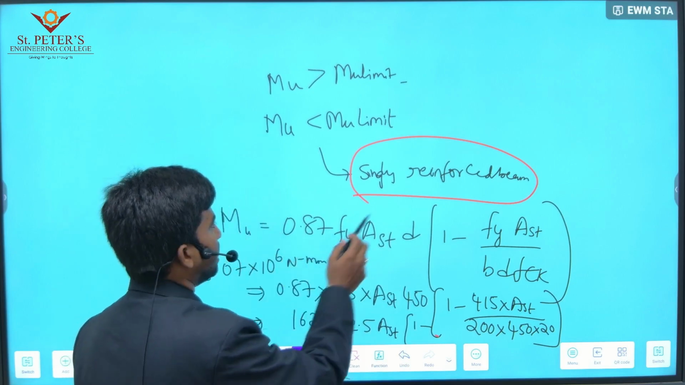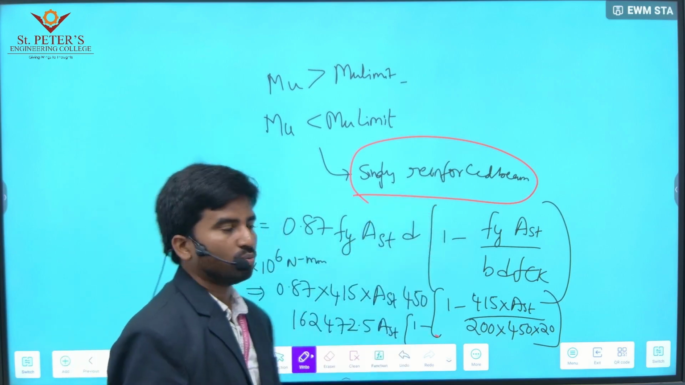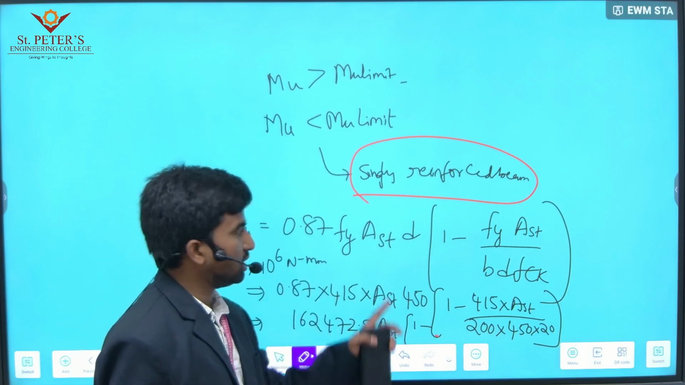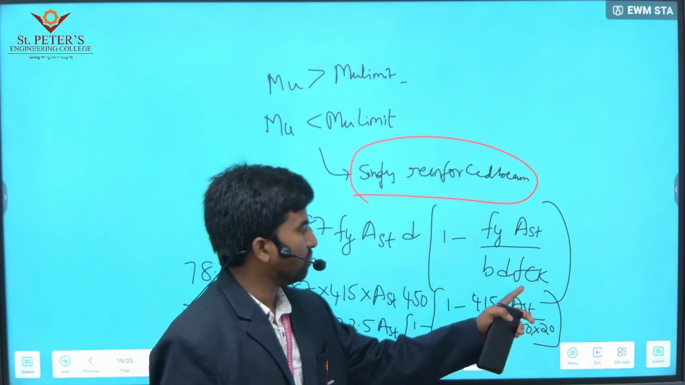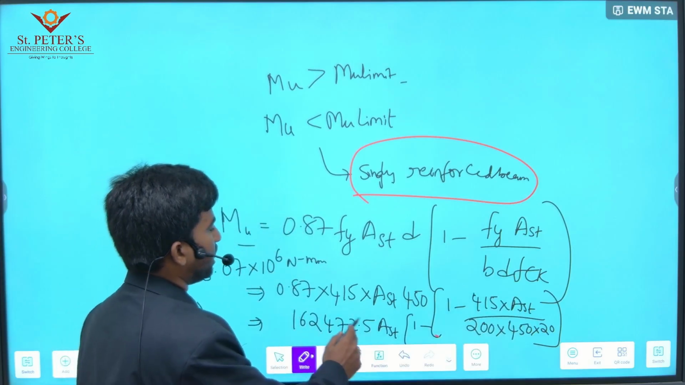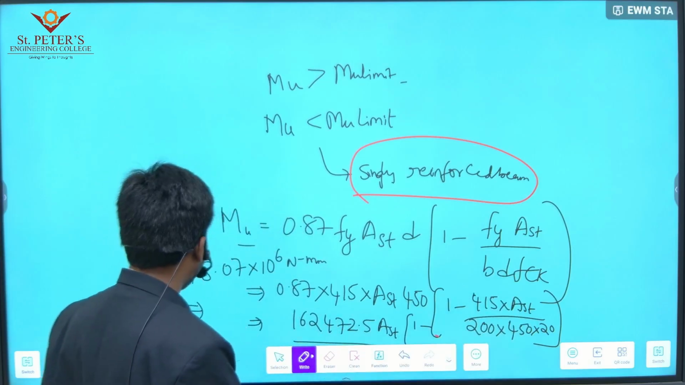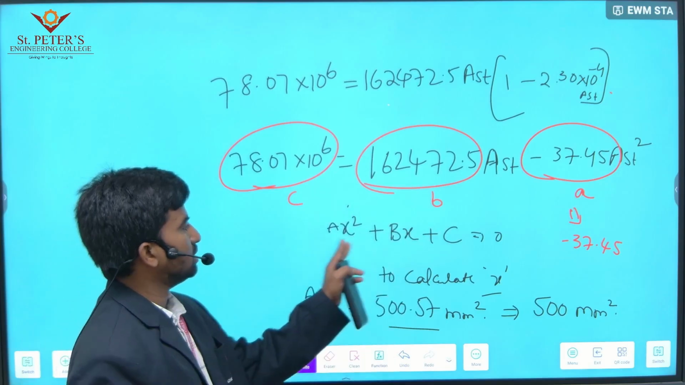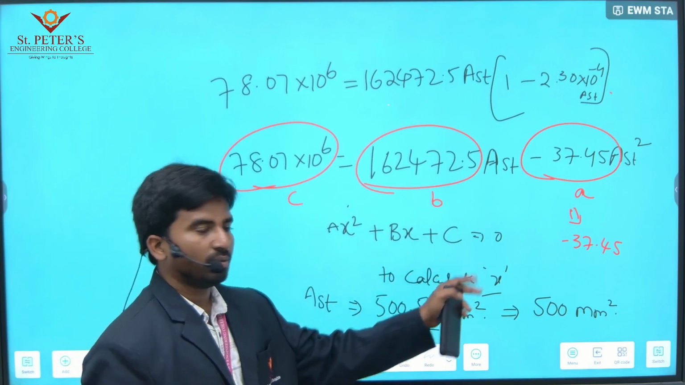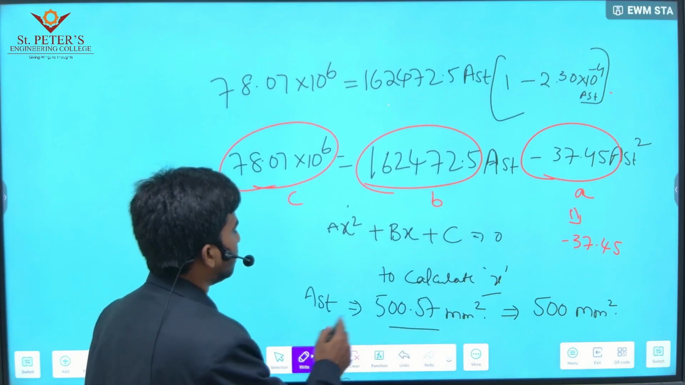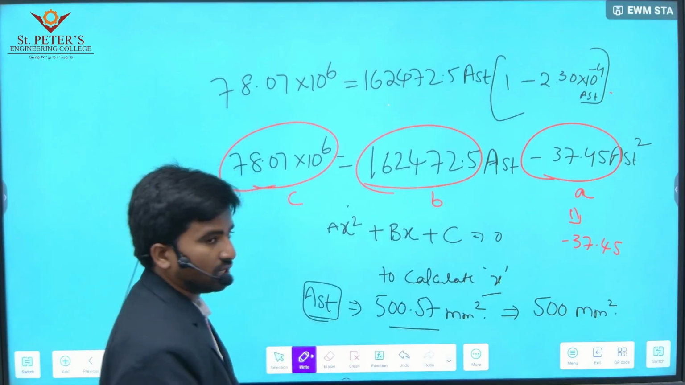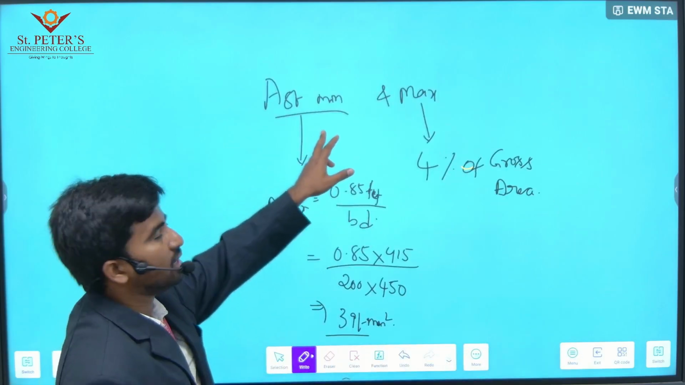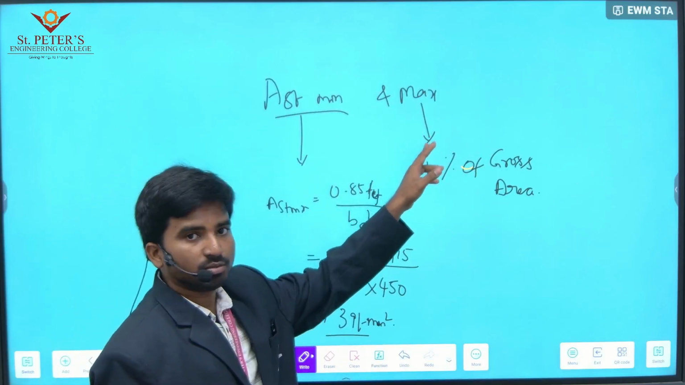Again in page number 87 of the IS code book, the formula is there. Mu is equal to 0.87 fy Ast d, 1 minus Ast fy over b d fck. So with 0.87, you get the value. After calculation, this is in the format AX square plus BX plus C. So I am using a calculator, and after that calculating the area of steel, and I assume 500 mm square. And I am also calculating the minimum area of steel and maximum area of steel.